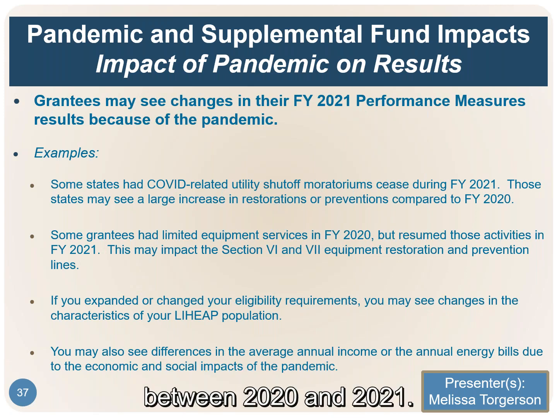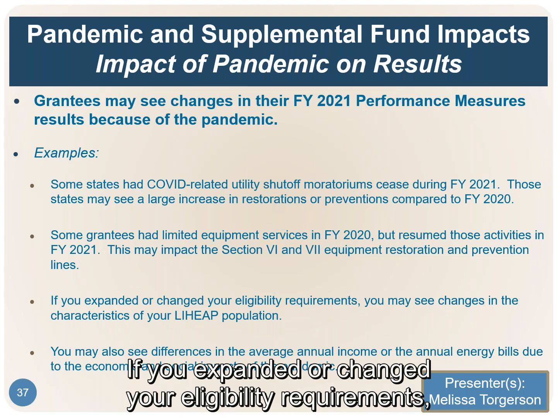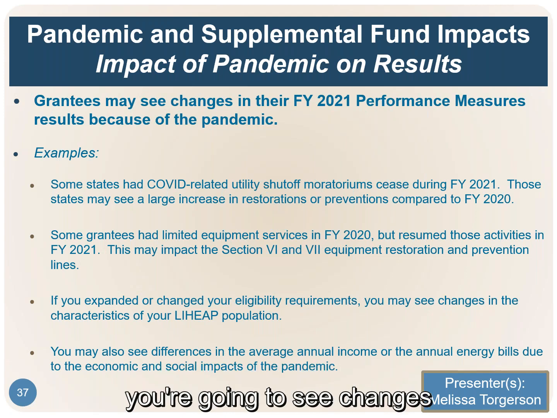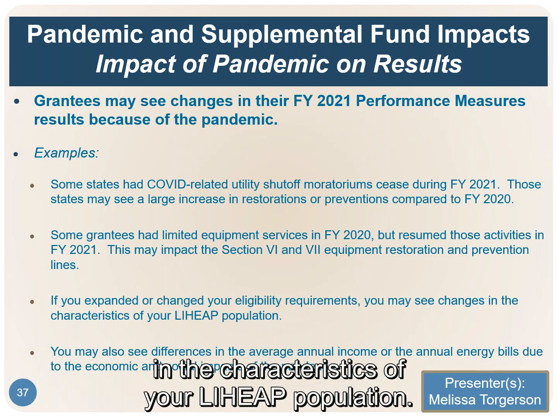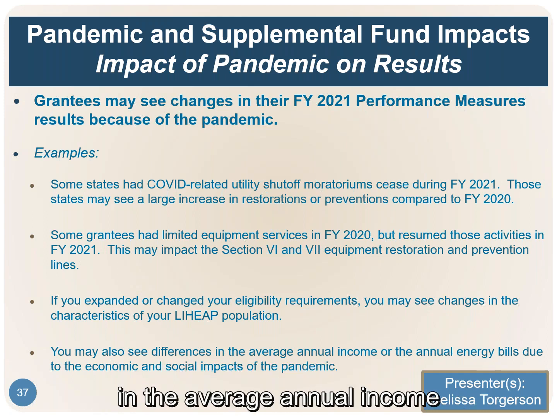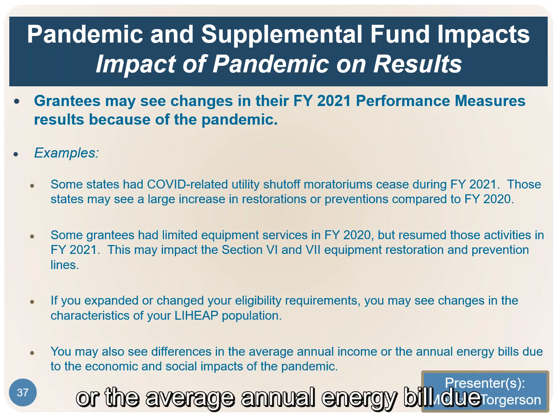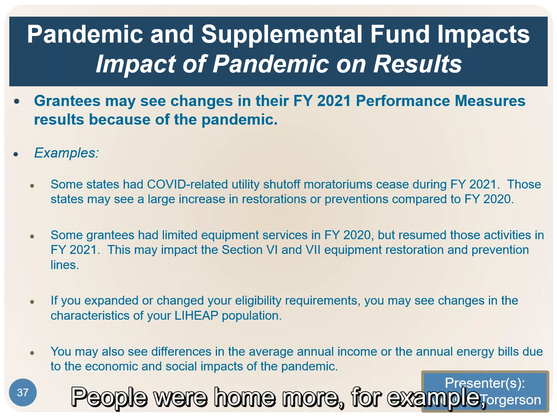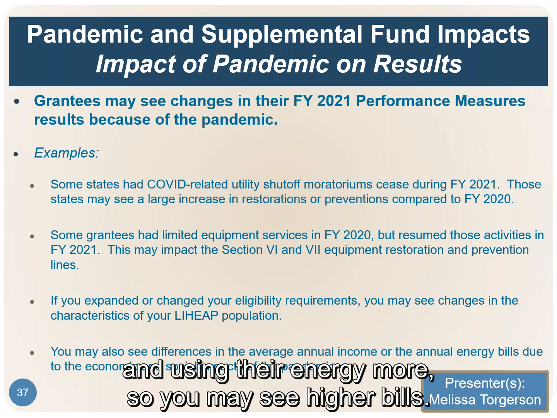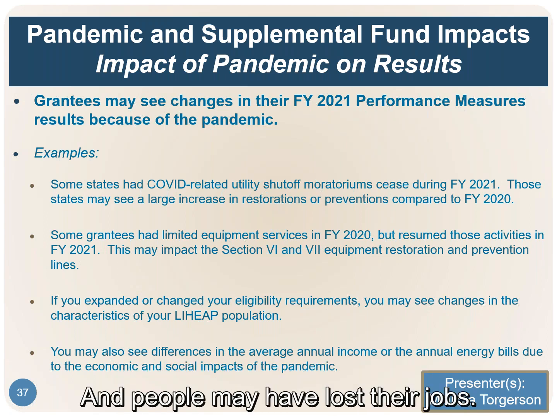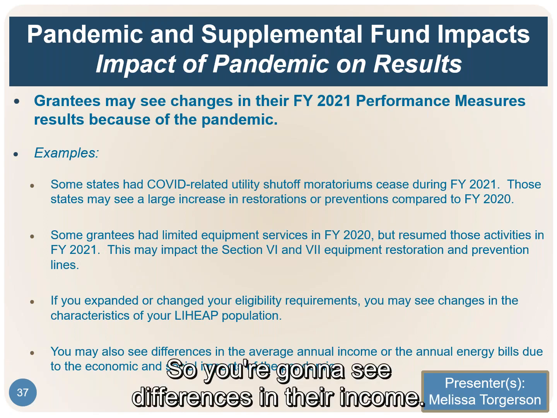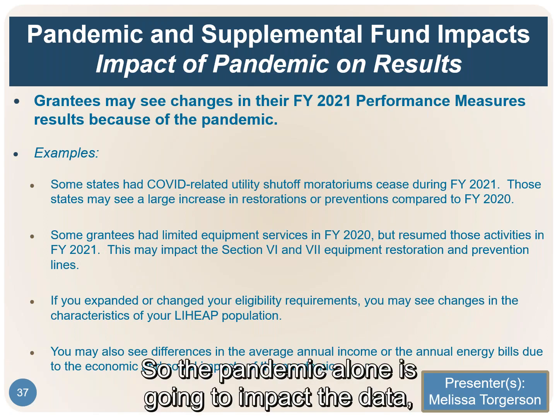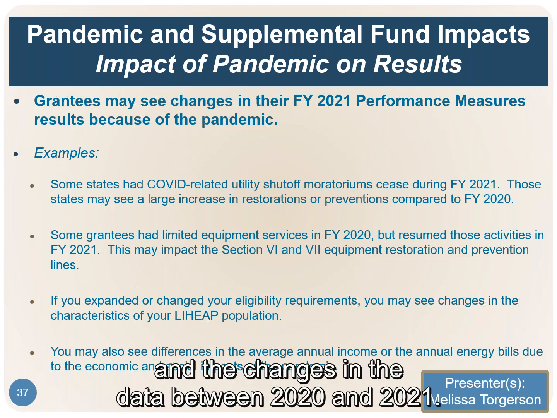And so when you begin to look at equipment restoration and prevention measures, those numbers may be significantly different between 2020 and 2021. If you expanded or changed your eligibility requirements, you're going to see changes in the characteristics of your LIHEAP population. And you're also going to see differences in the average annual income or the average annual energy bill due to the economic and social impacts of the pandemic. People were home more, for example, and using their energy more, so you may see higher bills. And people may have lost their jobs, so you're going to see differences in their income. So the pandemic alone is going to impact the data and the changes in the data between 2020 and 2021.